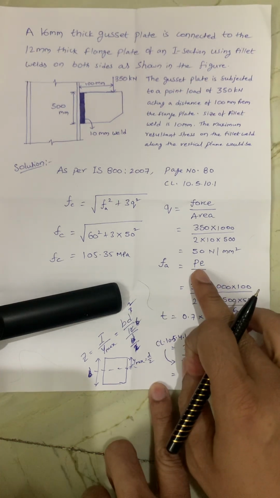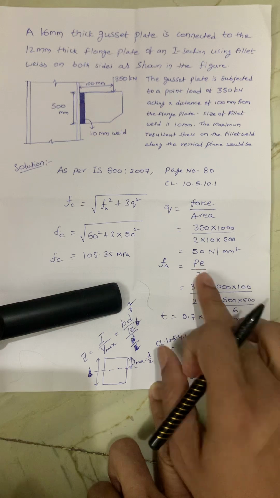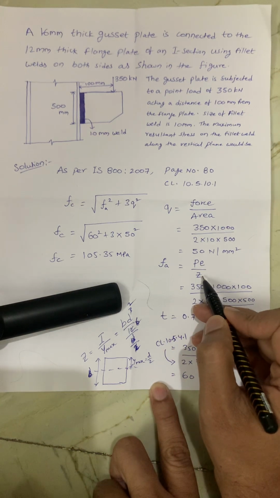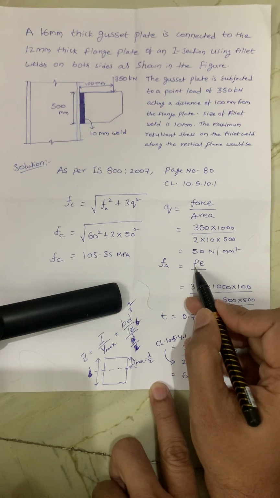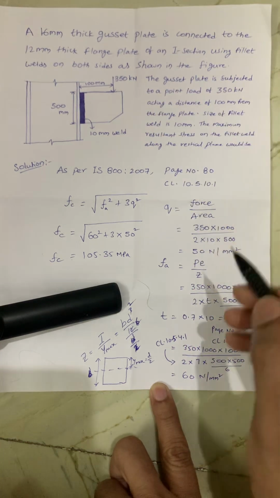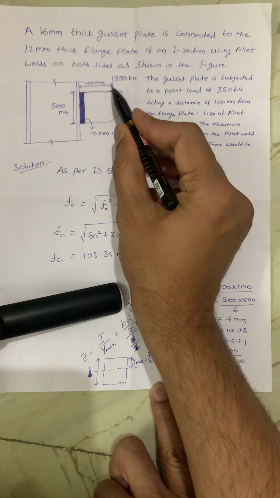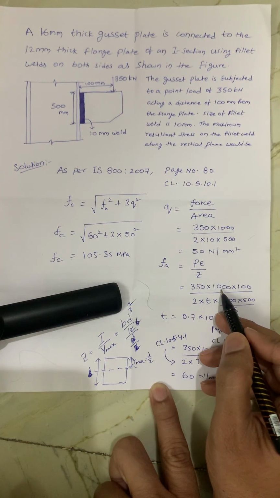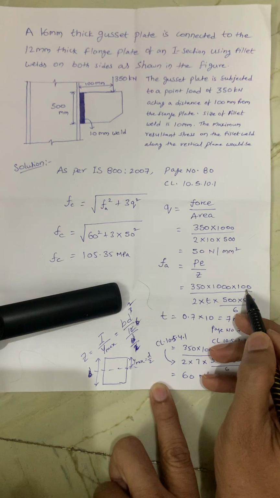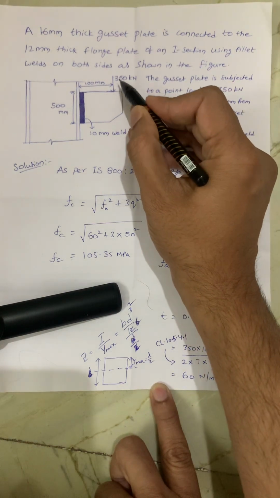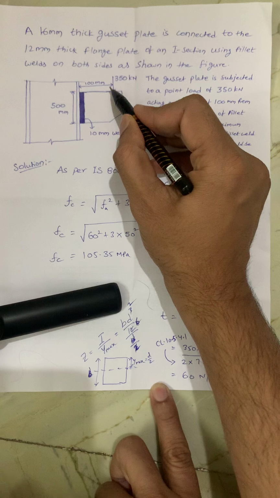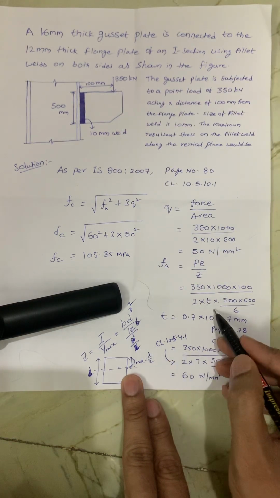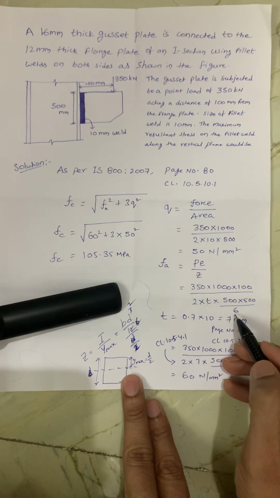So we know that moment equals force into perpendicular distance. Fa equal to normal stress, that is P e by Z is the formula. So P means nothing but load and e means nothing but perpendicular distance, force into perpendicular distance. 350 into 1000, that is kilonewtons, into 100 is the perpendicular distance for this load. Force is this side and perpendicular distance is this side. And next B into D square by 6.